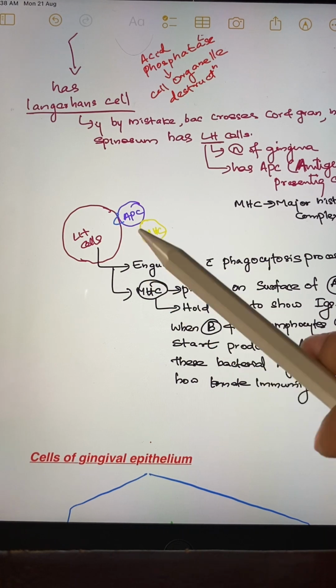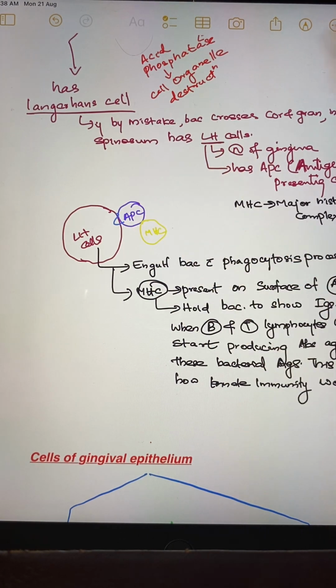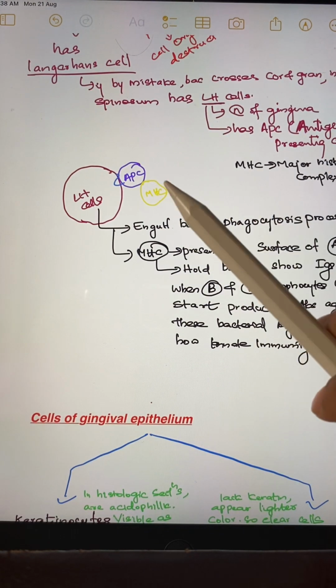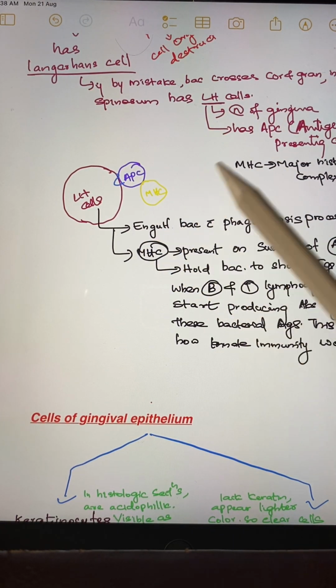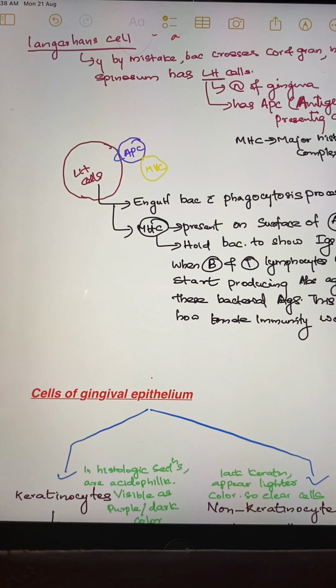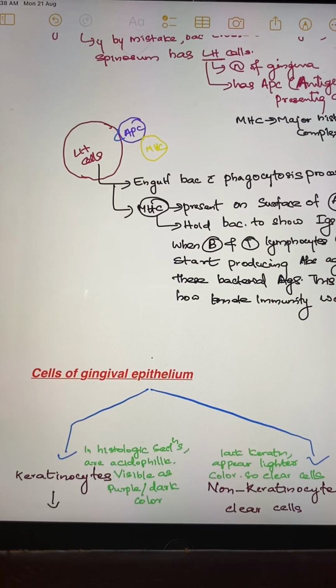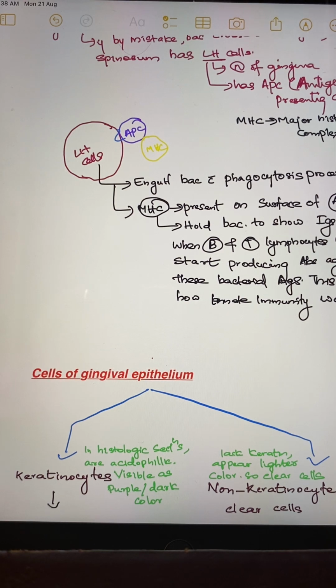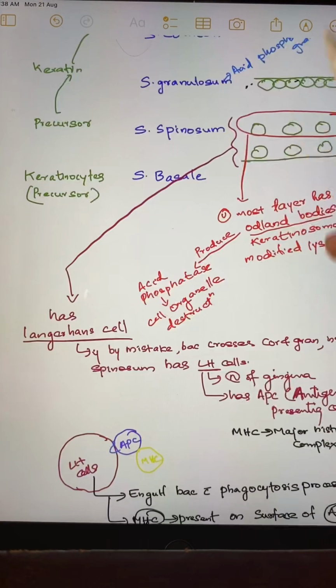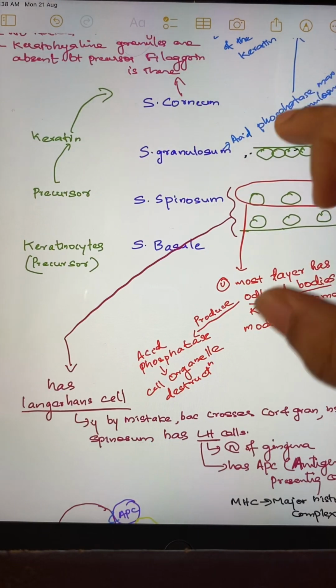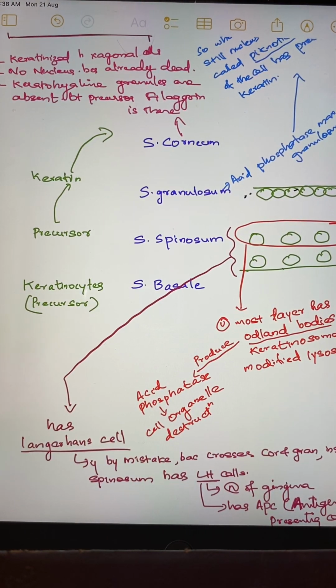So these MHC are present on the surface of APC. What is happening is that this MHC holds back the bacteria to show to immunoglobulins. So the immunoglobulins will come. When the B and T lymphocytes come, they start producing antibodies against these bacterial antigens. So this is how the innate immunity works. This process is happening in the stratum granulosum layer.